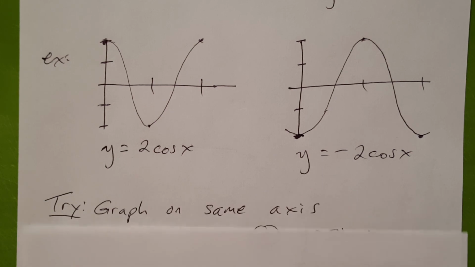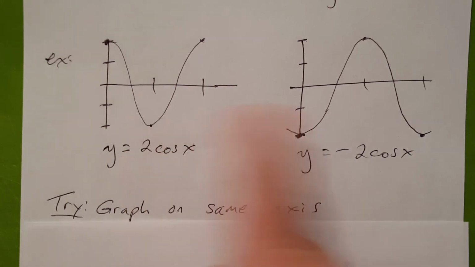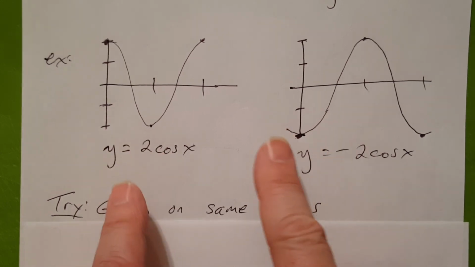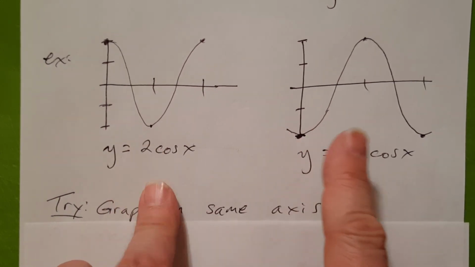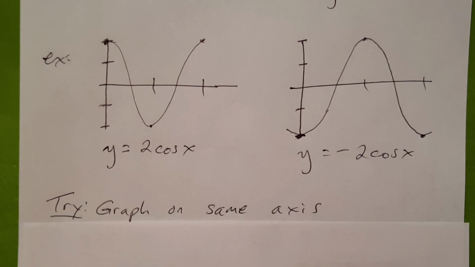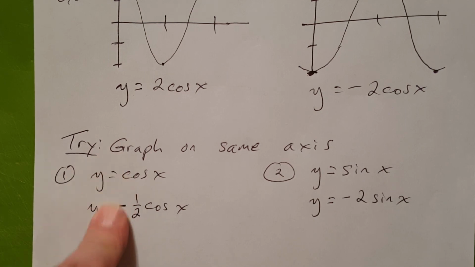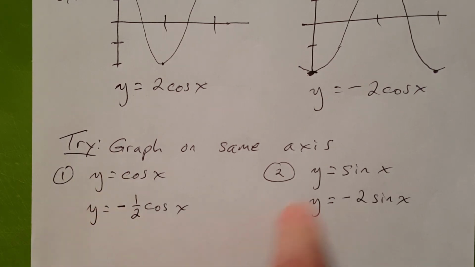So I'm going to leave you with a try problem. And what I want you to do is the same thing I did, but to save space, put both of them, one dotted, one solid, on one axis, okay? So graph on the same axis. You're going to graph these two on one axis, and then you're going to graph these two functions on one axis.